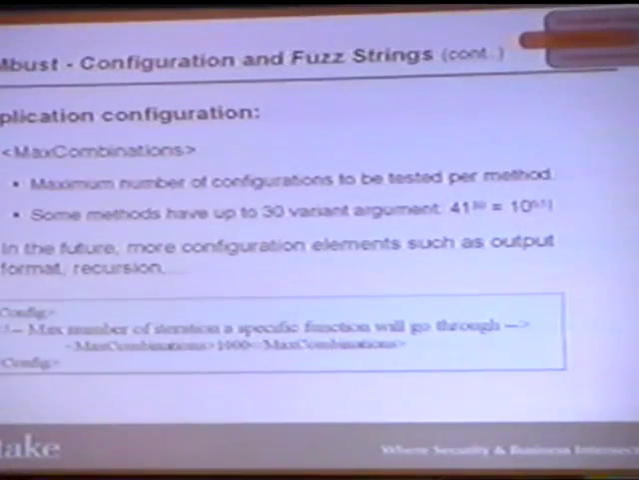Application configuration. Currently, there's only one element in there. That's max combination. You remember I mentioned that it was doing the combinations of all possible values. So the more arguments you have to a function, the worse it becomes. Some methods have up to 30 variant arguments. Currently, I have 41 values possible in my configuration. That's quickly out of control.